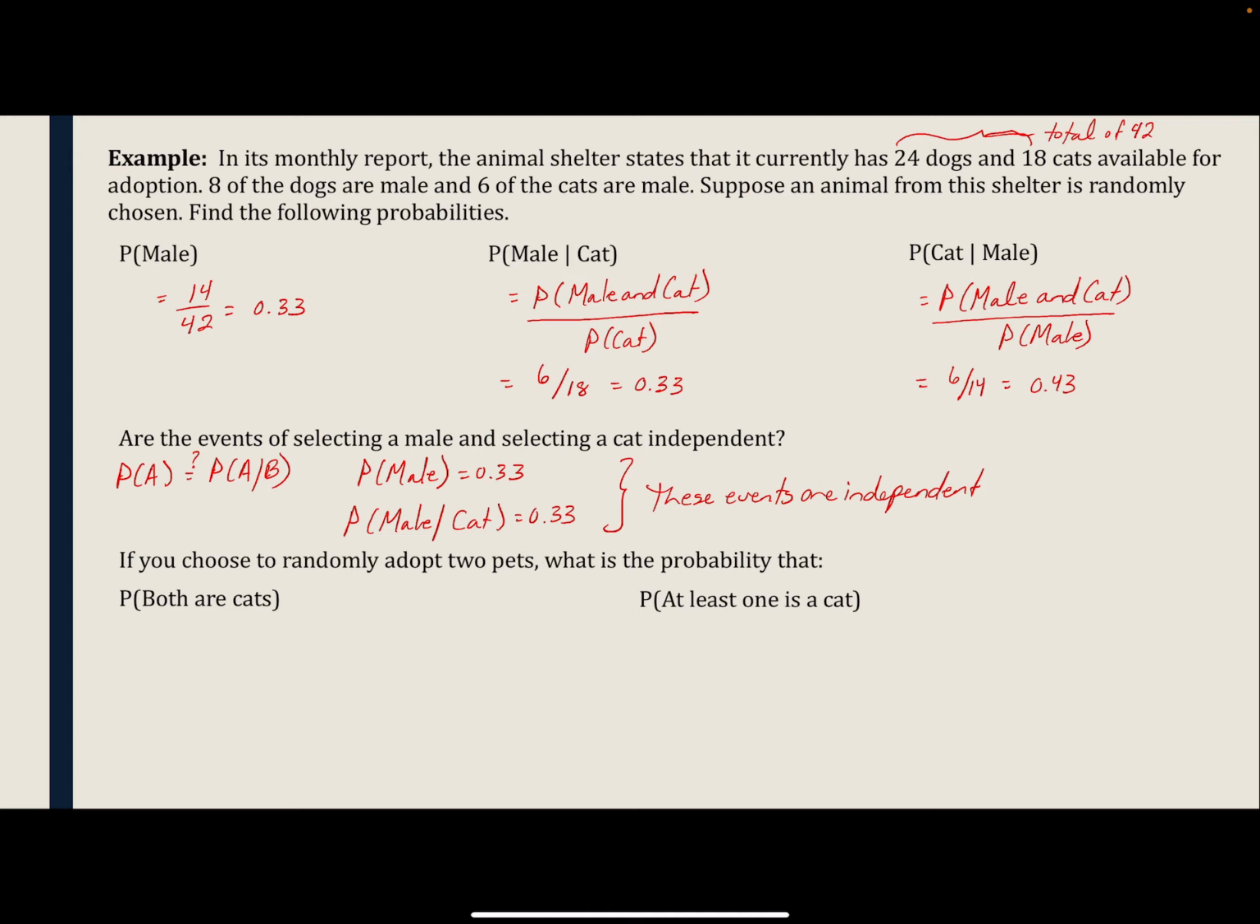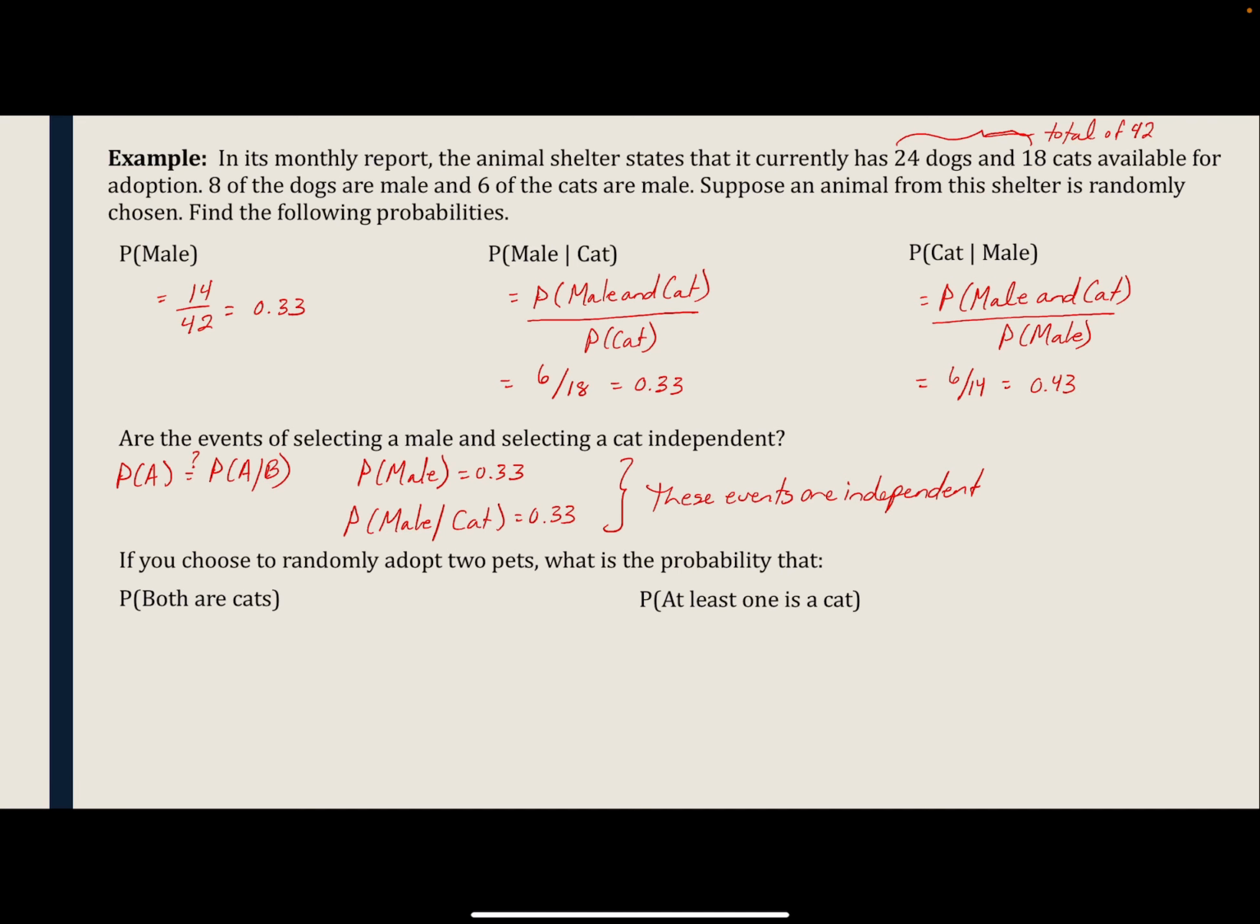If you choose to randomly adopt two pets, what's the probability that both of them are cats? Now, when you adopt a pet, you don't adopt a pet and then put it back and then adopt another pet, right? So this would be considered without replacement. You're going to adopt the pet and keep it and then adopt another pet. So what's the probability that they're both cats?